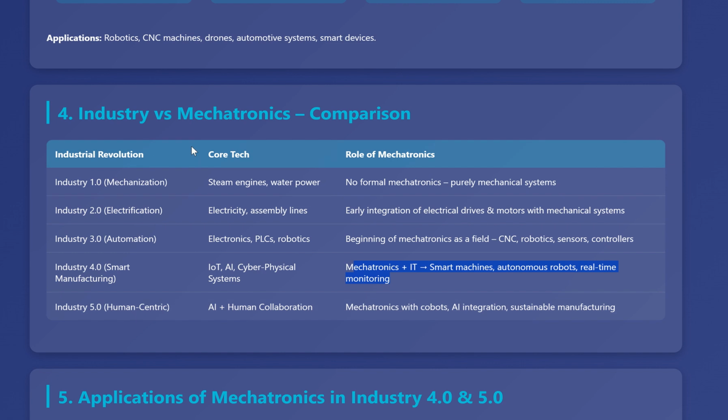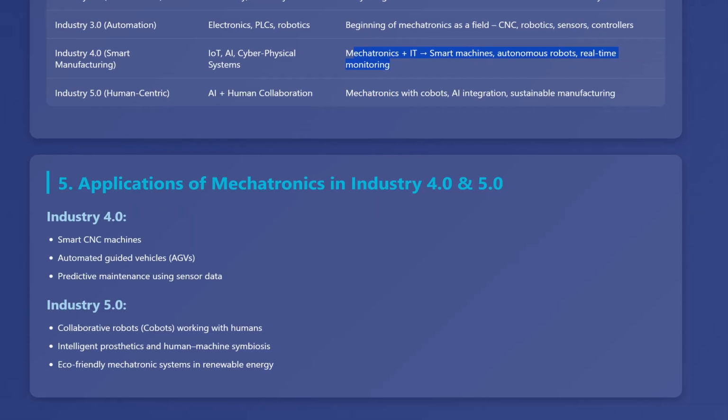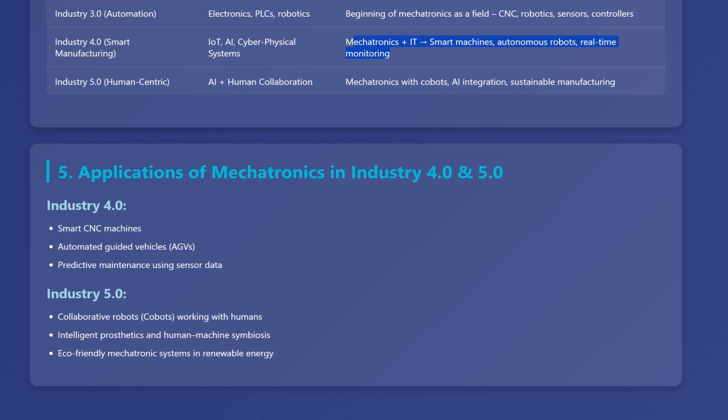So this is the preview of Industry 4.0 and mechatronics, from Industry 1.0 up to Industry 5.0. We can look at the application of this, as I said. What are some of the key applications of mechatronics in Industry 4.0 to 5.0? Industry 4.0, as I said, is used in smart CNC machines. It is used in automated guided vehicles, we call them AGVs, these automatic vehicles. It can be used in predictive maintenance using sensor data.